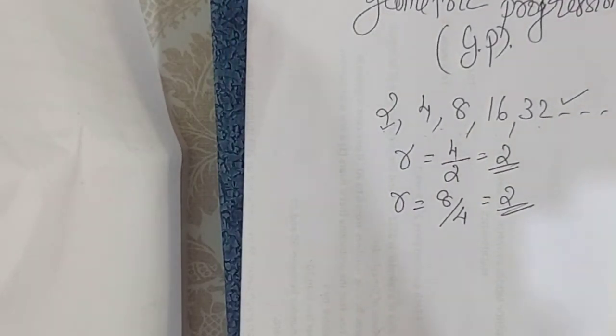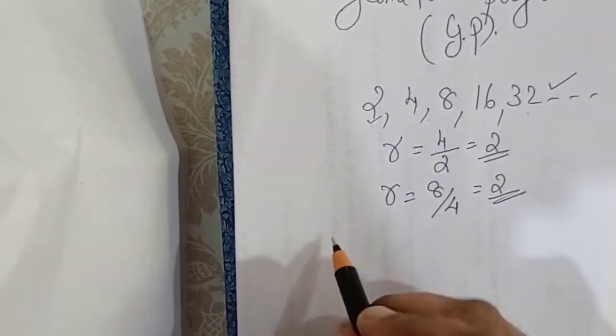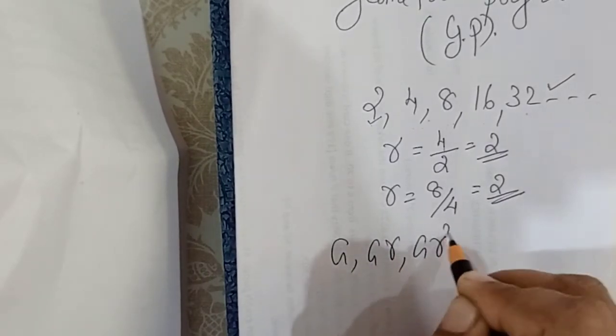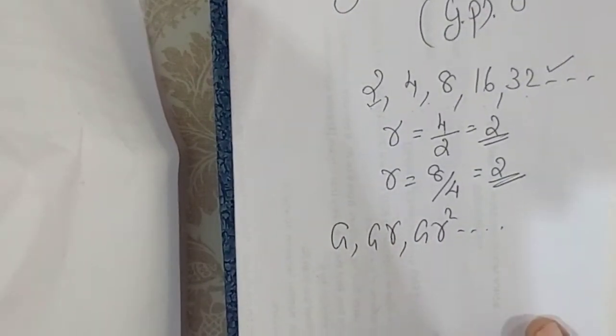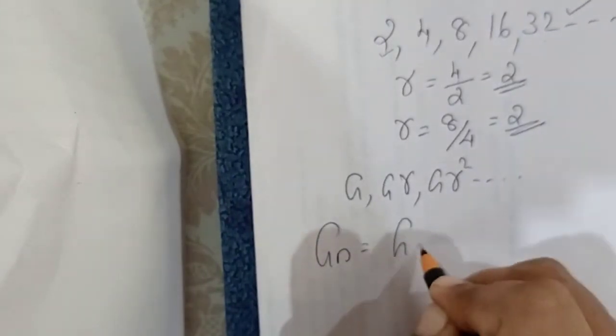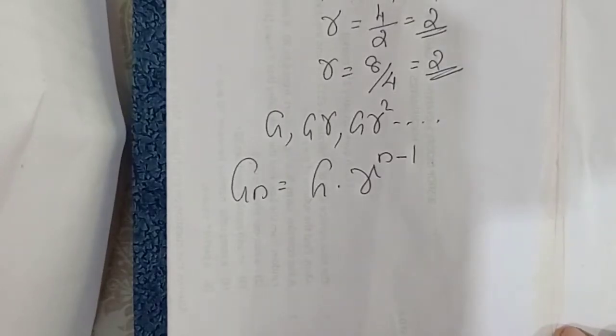The next one is the nth term of a GP. Let a, ar, ar square, etc. be the GP. Then the nth term a_n is equal to a into r raised to n minus 1. Understand? Write down the question.